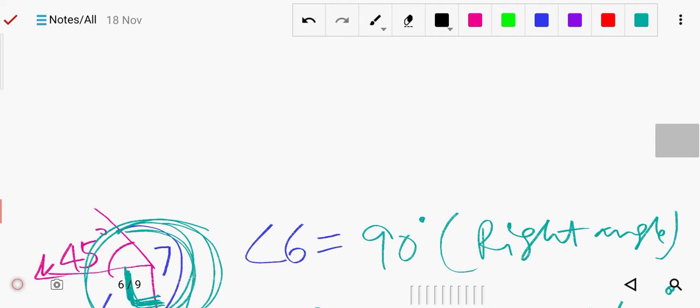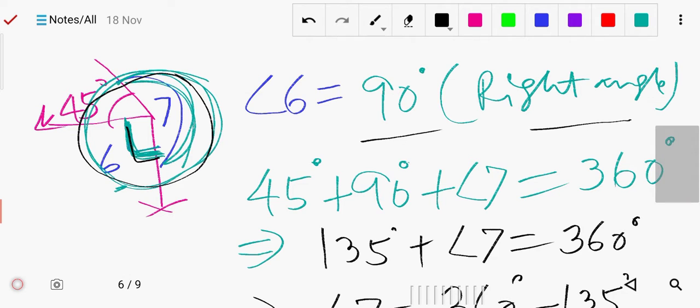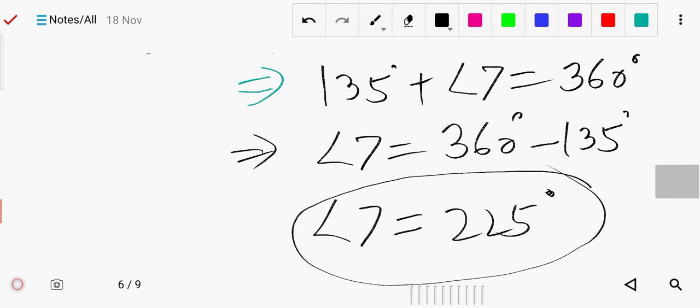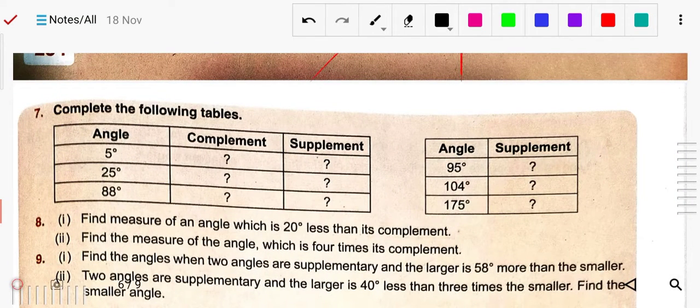Okay, got it? How I have solved? This sign means it is a right angle, 90 degrees. Then the sum of the complete angle will be 360 degrees. So we have added and found the value of angle 7. Okay. Now question number 7 we will do.